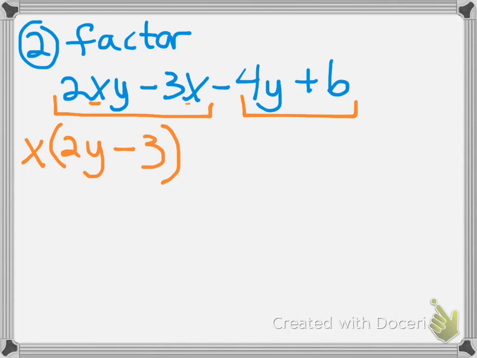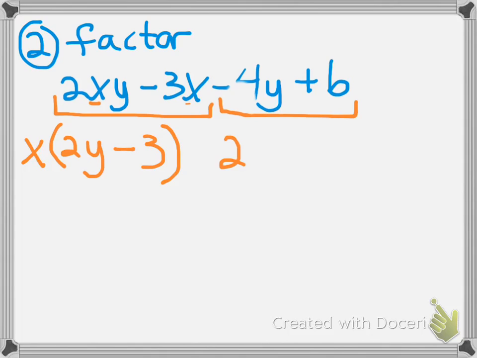Okay, that was the first group. Now the second group. I have negative 4y plus 6. Now be really careful with this one. That negative is attached to that 4, even though it doesn't look like it in your first instinct of how you group things. You just need to be really careful. That negative really is attached to that 4. You can't get rid of it. So I have negative 4y plus 6. Do I see something in common? Definitely a 2.